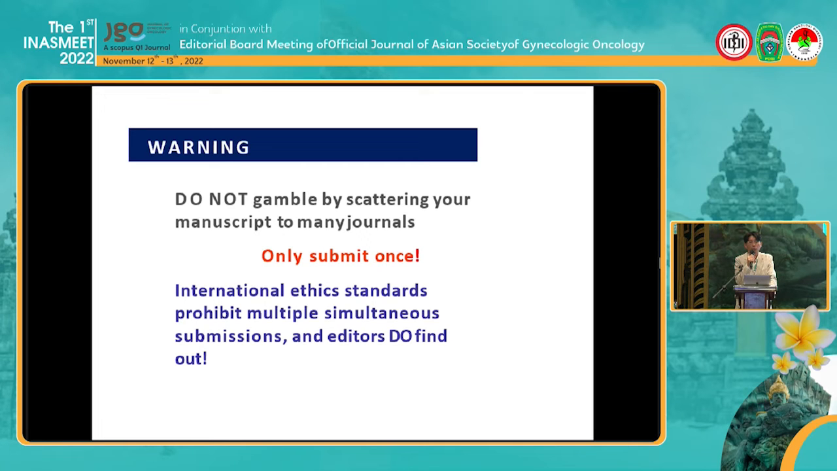This is an important warning: do not gamble by scattering your manuscript to many journals. That means you should submit to only one at a time. International ethics standards like the COPE guidelines prohibit multiple simultaneous submissions, and editors eventually find out, so please do not do multiple simultaneous submissions.